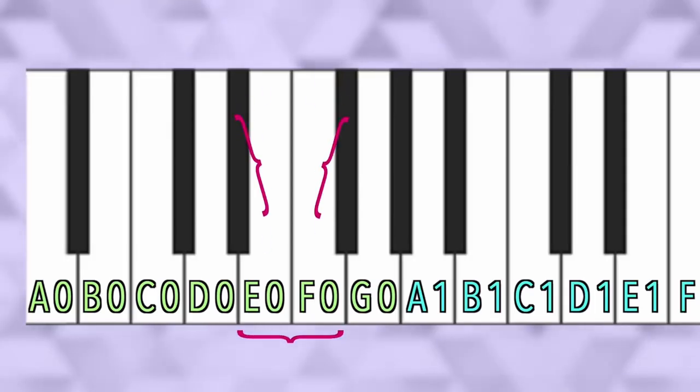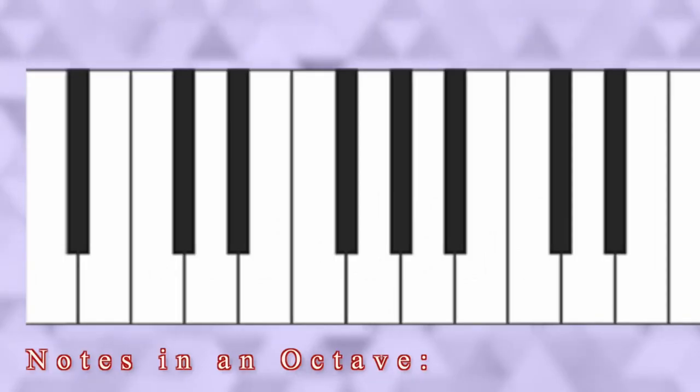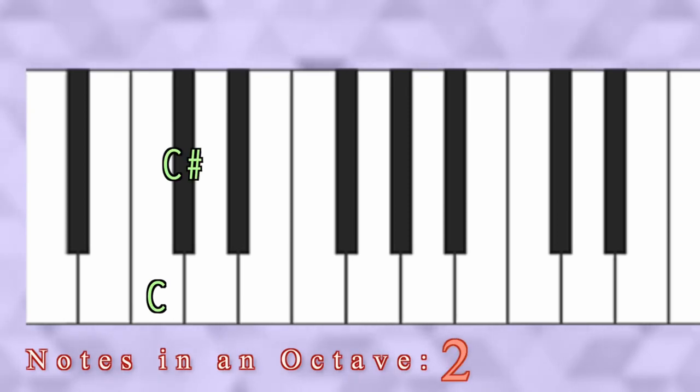The spacing of each note is denoted by a half step. The space between three keys is a whole step, and the space between two keys is a half step. An octave contains 12 notes.